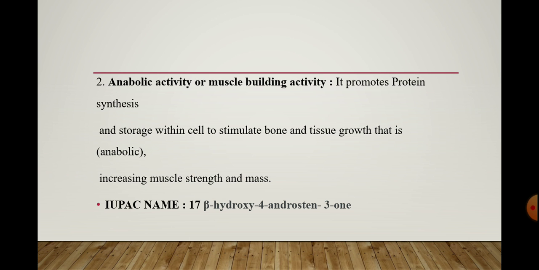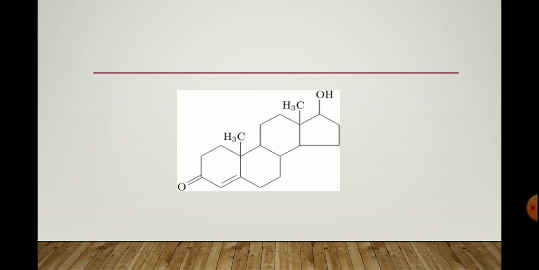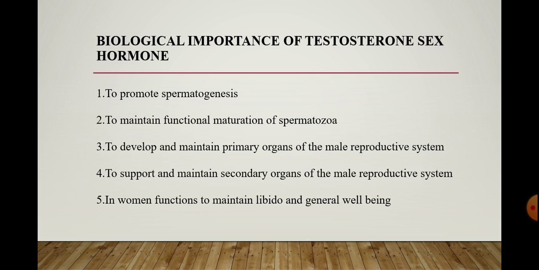The next activity of testosterone is anabolic activity, or muscle building activity. It promotes protein synthesis and storage within cells to stimulate bone and tissue growth. That is anabolic activity. It also increases muscle strength and mass. So this is the structure of testosterone.